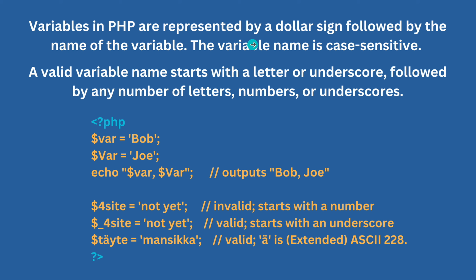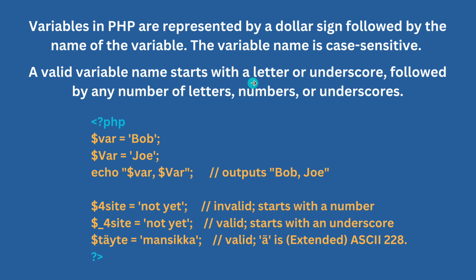Variables in PHP are represented by a $ sign followed by the name of the variable. The variable name is case sensitive. In PHP, variable names are case sensitive. Like you see here, where is Bob and this where is vcaps, so both are different variables.